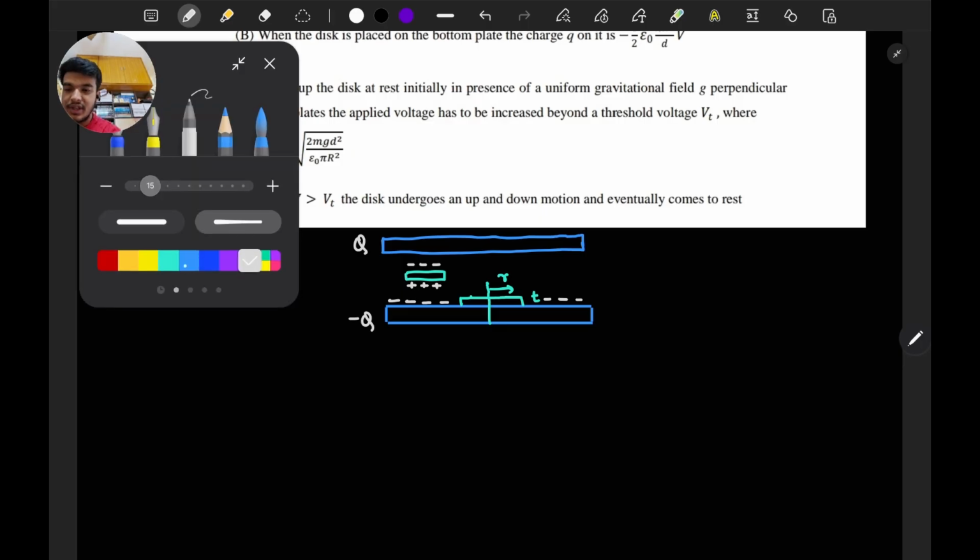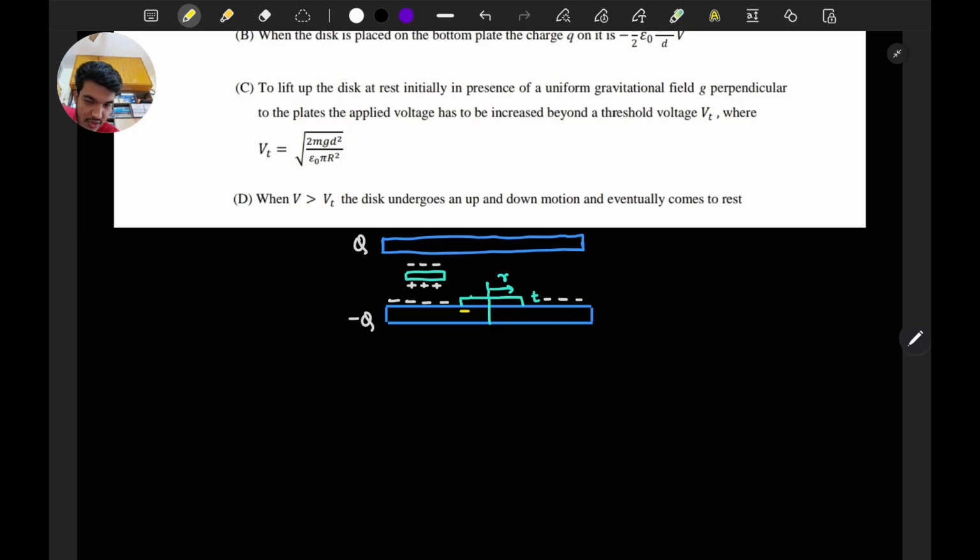Now when this plate is kept here, whatever minus charge was here in this plate before would now come to this surface, because now this has become a part of the plate. You can understand. This has become a part of the plate because it is so thin, and it looks like it is a part of the plane.